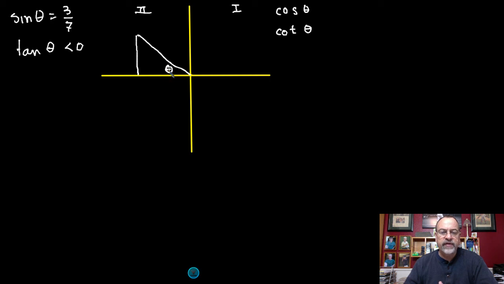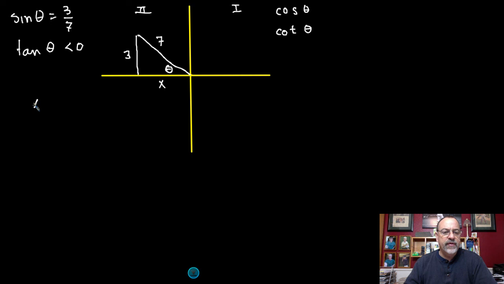This angle, whatever it is, has a positive sine value and it has a negative tangent value. Now I can use my knowledge of the ratio sides of the sine to label my triangle. I know that the sine is the opposite side, 3, over the hypotenuse side, 7. And now I can use the Pythagorean theorem to figure out x. And this is going to be a negative value because I went left. Okay, so just keep that in mind.